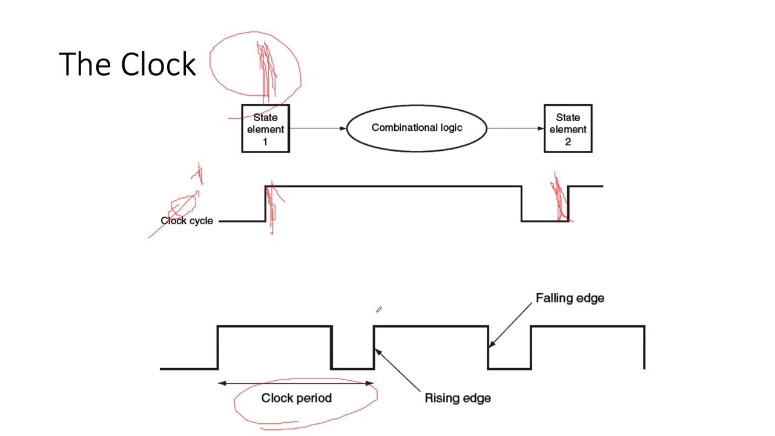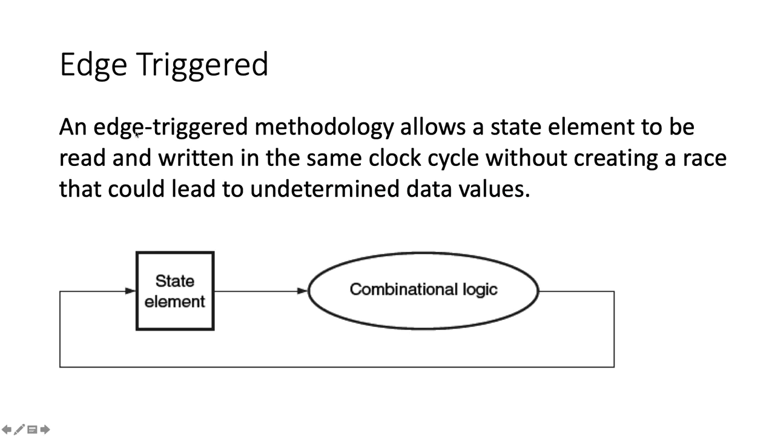So the convention we talked about in RISC-V was edge-triggered, right? An edge-triggered methodology allows a state element to be read and written in the same clock cycle without creating a race. So both processes do not access an invalid, let's say, value. That's why we call it a race to access that value. Okay.